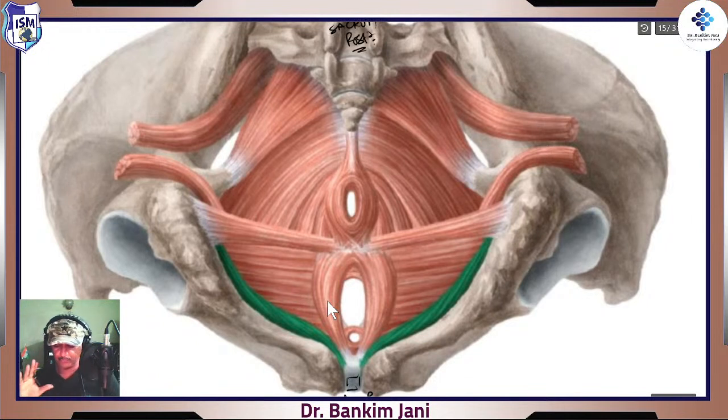So what exactly is our view? This is like a caudal view. We are watching from below, right? Say from here, there would be the femur. So this is a caudal view, watching from below.